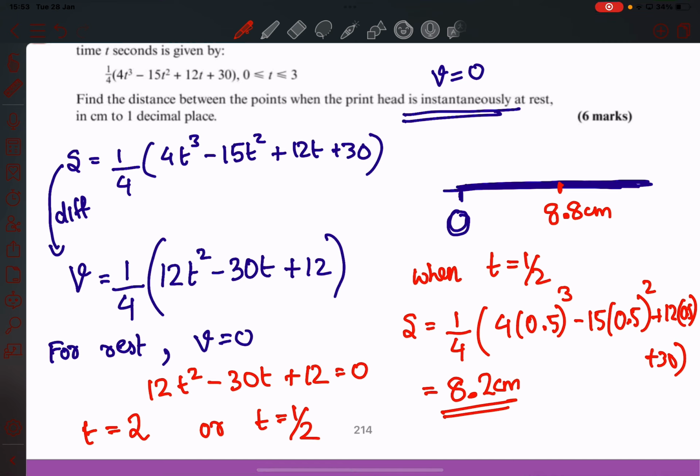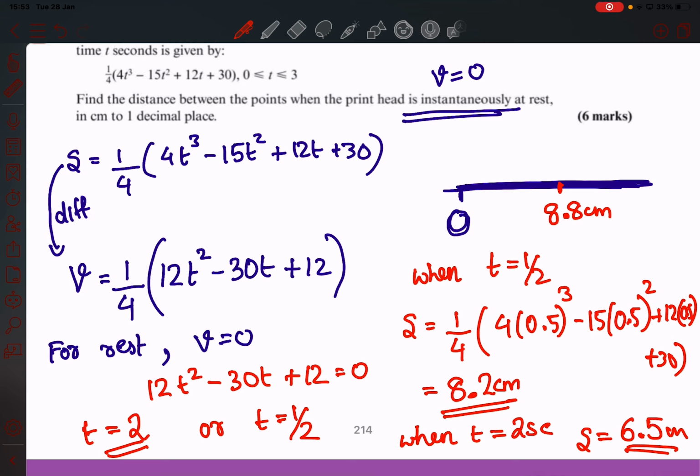Now can you try the same thing for when it is 2 seconds, please? See what you get. 6.5. When t equals 2 seconds, s is equal to 6.5. Is there something wrong with our answer? Because the printer is supposed to be moving forwards, right? Why do we get a 6.5 now? Does that mean our math is wrong?